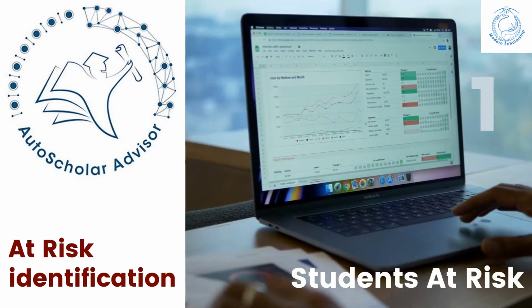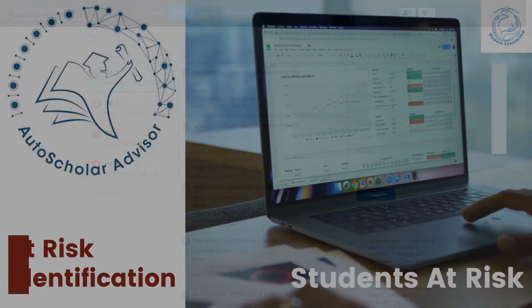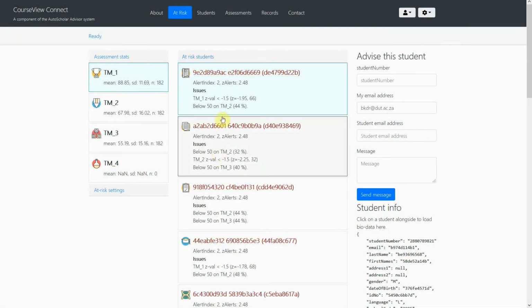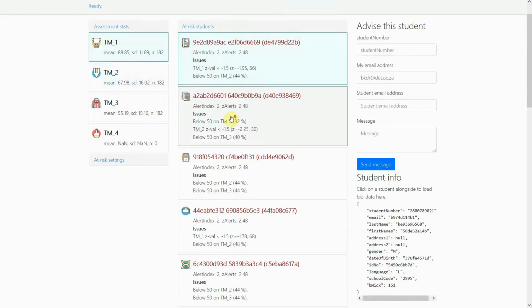Let's take a look at the students that are at risk in a course. Note these strings of garbled text which are actually hashes of student names and student numbers. We are looking at real data of real students, hence the data has been anonymized for the purpose of this video. When the student at-risk interface for a course loads, you'll find the assessment statistics for each assessment in the course shown on the left of the interface. To the right, we find the advising of identified at-risk students, and additional student information on the far right.